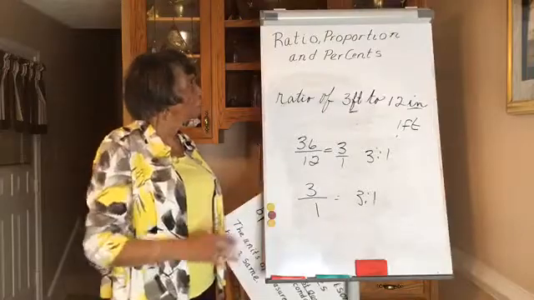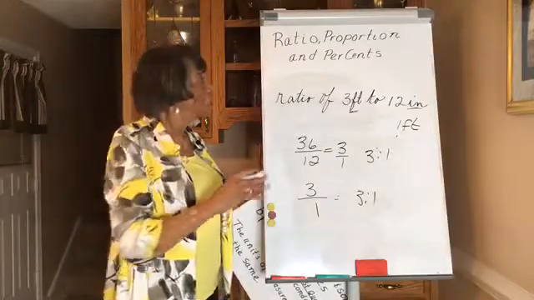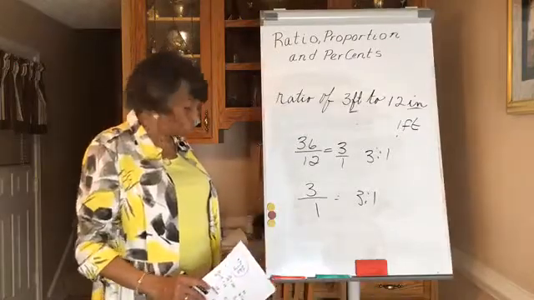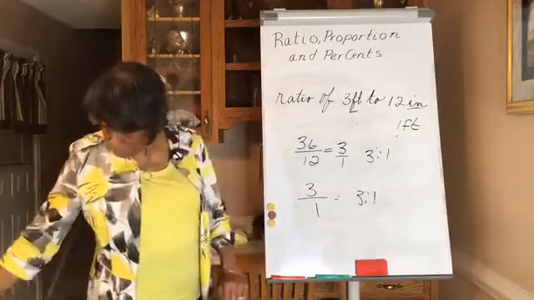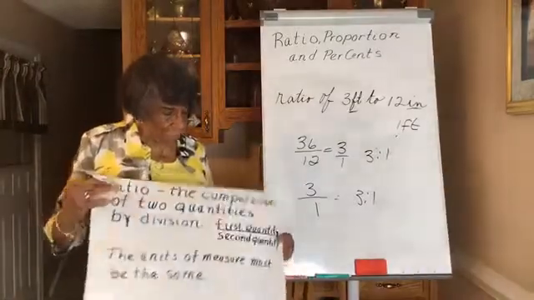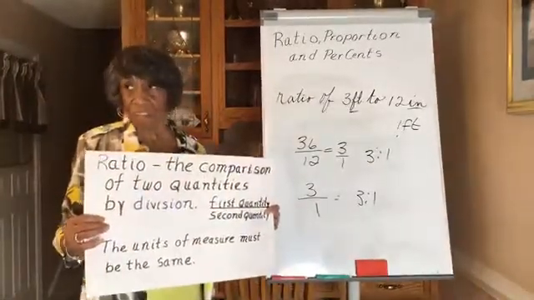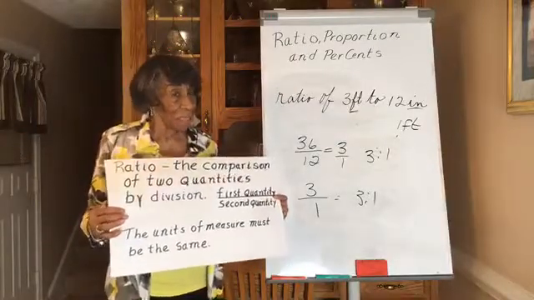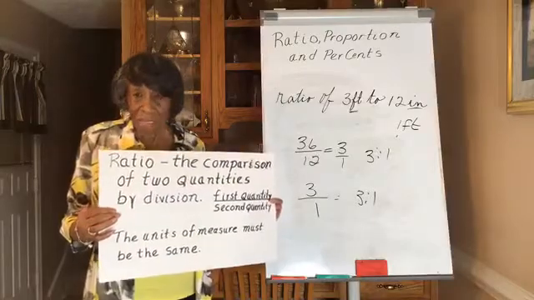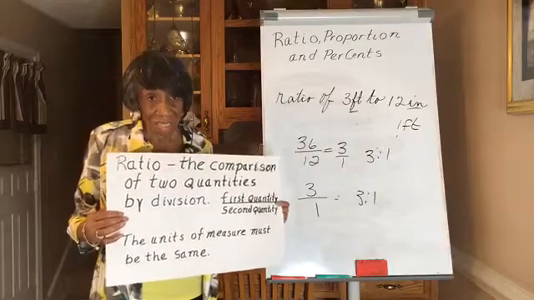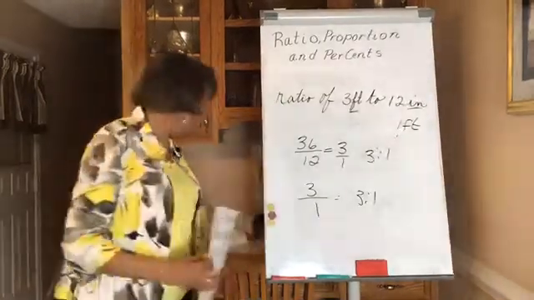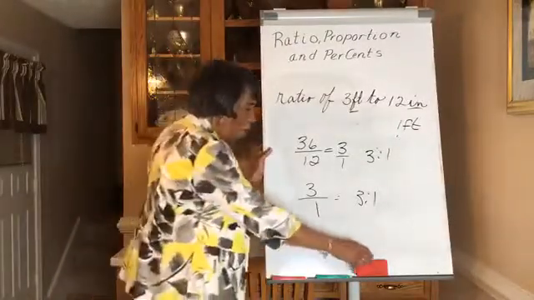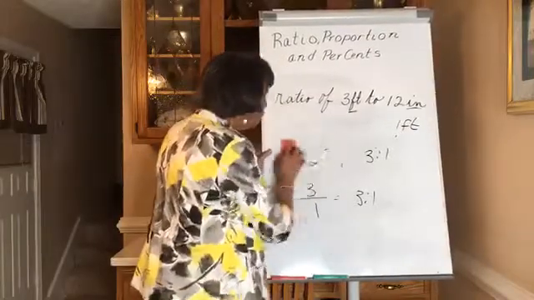So a ratio is merely comparing two numbers, and all my stuff is falling down. It's comparing by division the first quantity over the second, and remember, if we have measurements, units must be the same. I'm not going to spend a lot of time on that, because we're going to proportions now. And all of these are related one to the other.